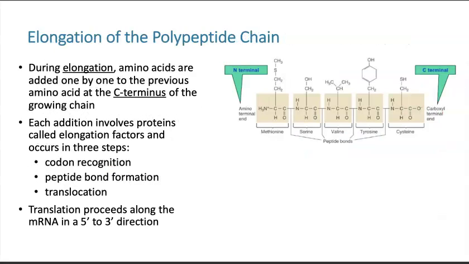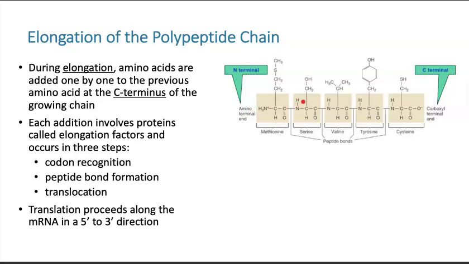All right, so we're moving on to the elongation phase. We're actually making the polypeptide chain here. So during the elongation phase, amino acids are being added one by one to the previous amino acid. This happens at the C-terminus of the growing chain. And I just threw this picture in here to remind you that amino acids have 2 ends. They have an amino terminus and a C-terminus, an N-terminal and a C-terminal.